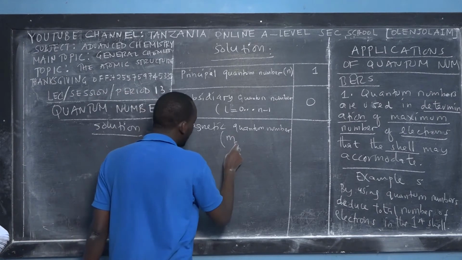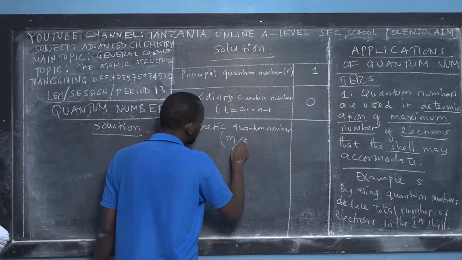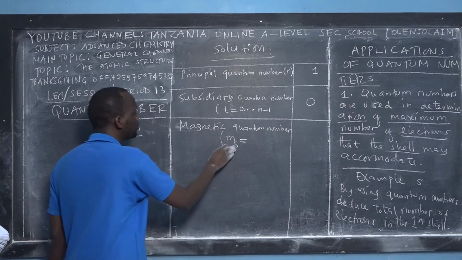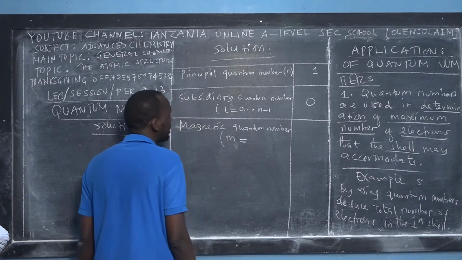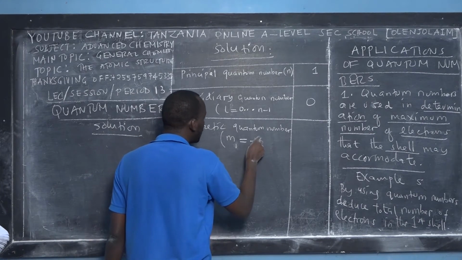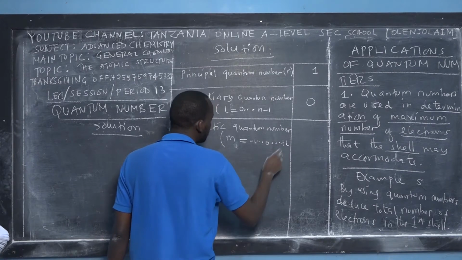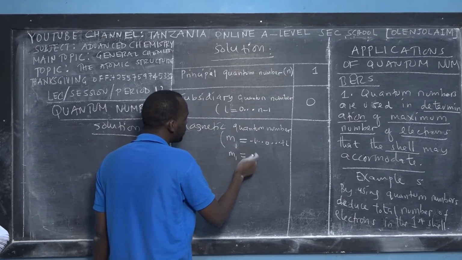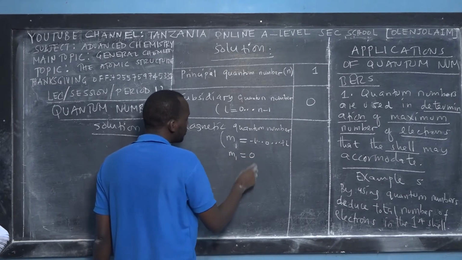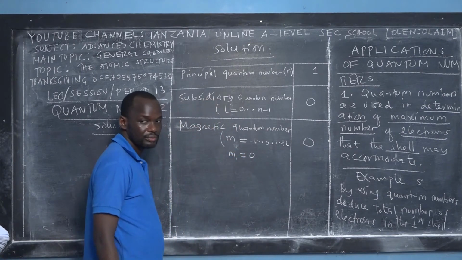But also we have M subscript S. Sorry, this is M1. For M1, the general formula is from negative L, then you proceed to 0, then you proceed to positive L. So for this case, M1 is equal to 0.